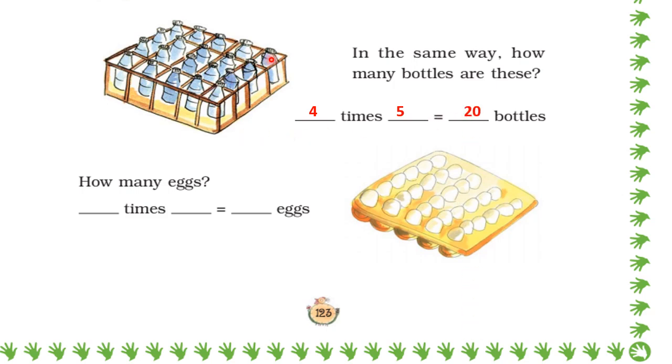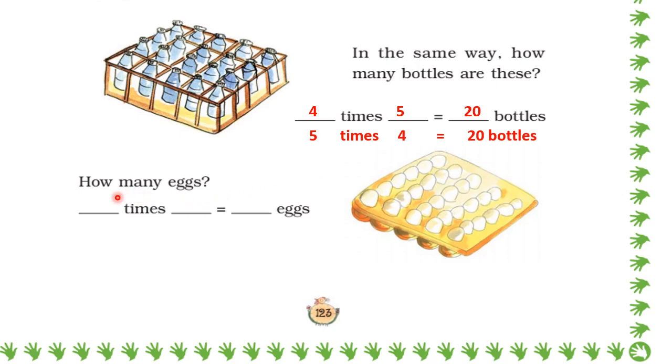Now let us see columns. 1, 2, 3, 4 and 5 columns are there. Earlier we have seen rows. Okay. Now we are seeing columns. So what we can write? We can also write 5 times 4 is equal to 20 bottles.